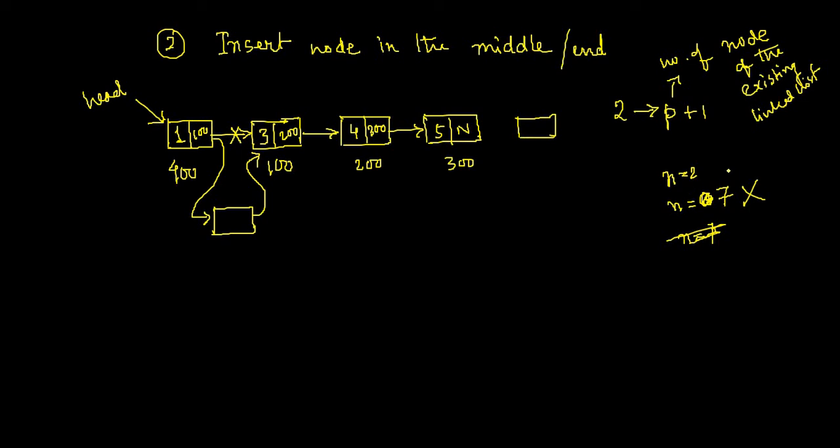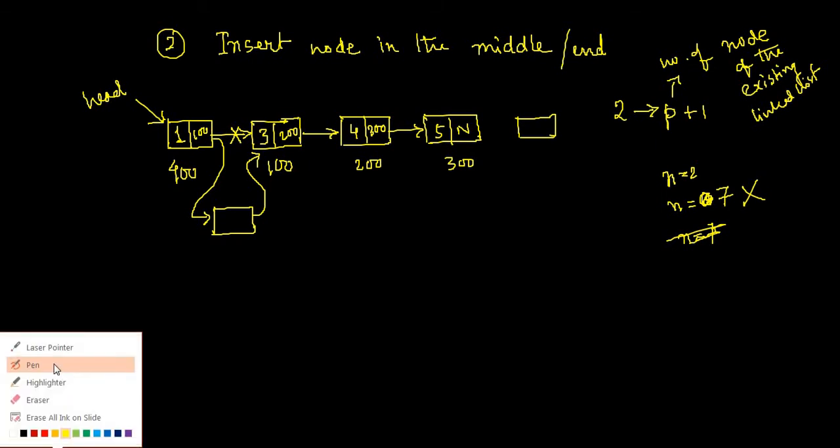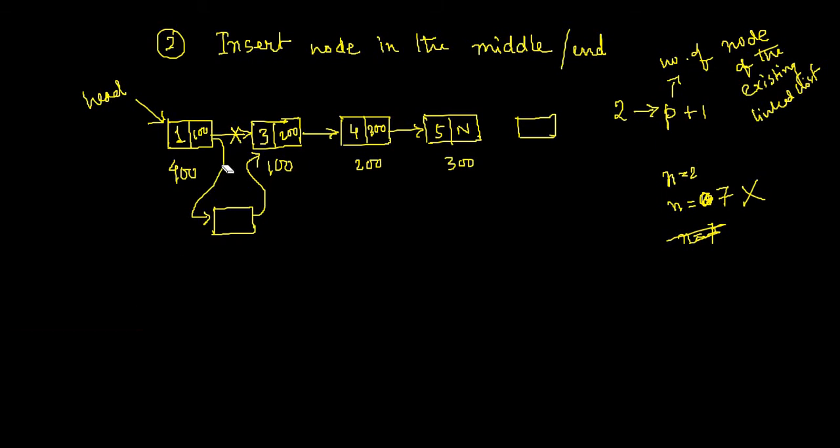So that means, let's see what we can do. As a programmer, you don't have any idea what will be the value of n. So for example, take a situation, just a minute.